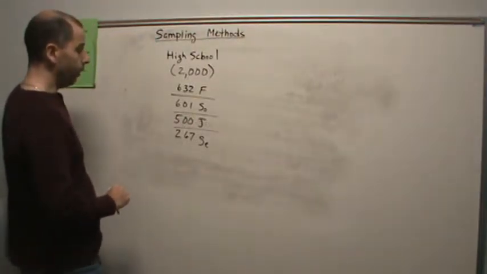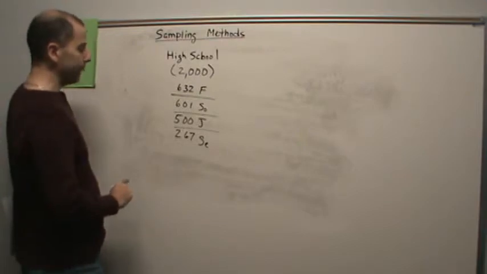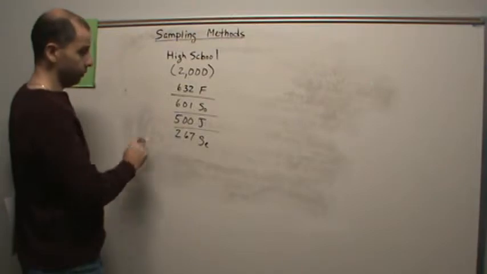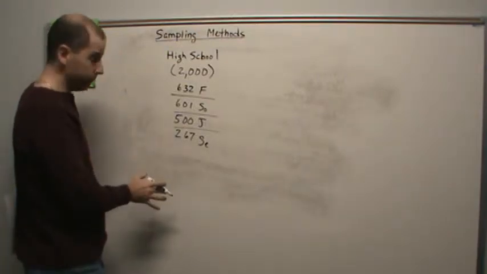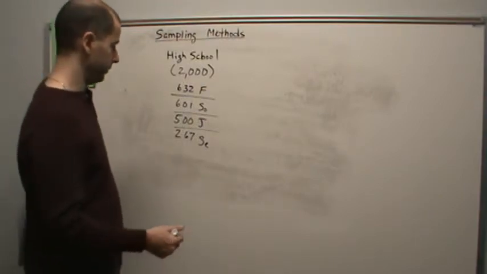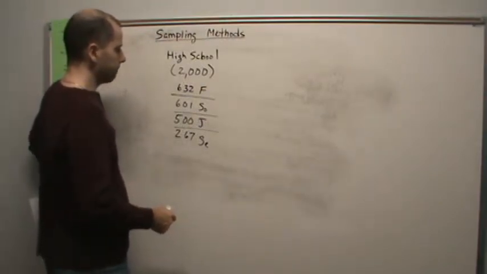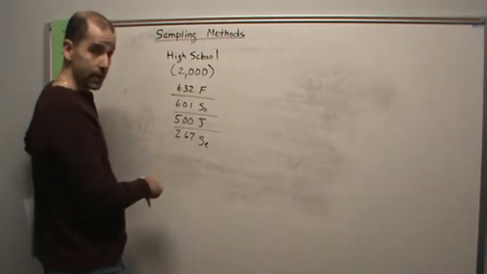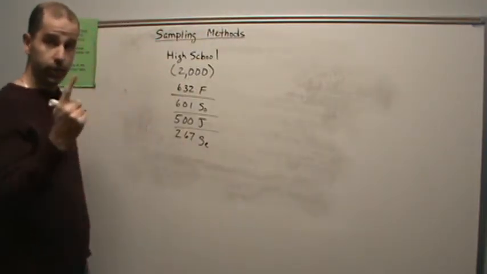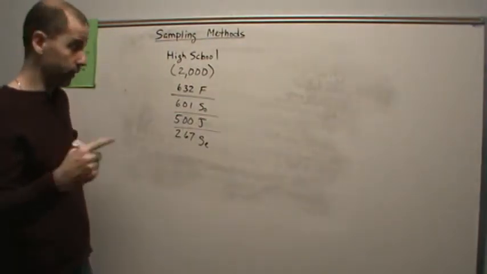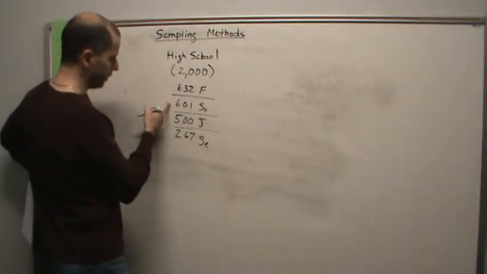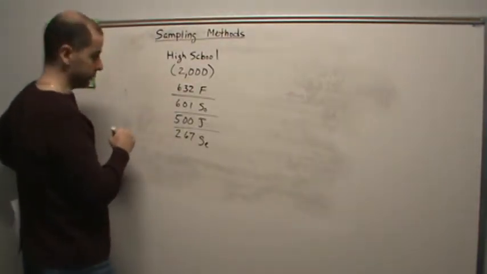So now, we want to make sure that we have a representative sample. We have different groups, and we want to make sure all the different groups are represented. So this is the way we would employ the stratified sampling method. We would need to find out what the percent breakdown is for each group. So how do we do that? Well, we use what's called relative frequency. We're going to find the relative frequency for each one of these groups. So we're going to take each one of these numbers and divide by 2,000.